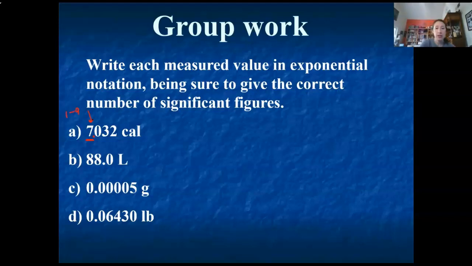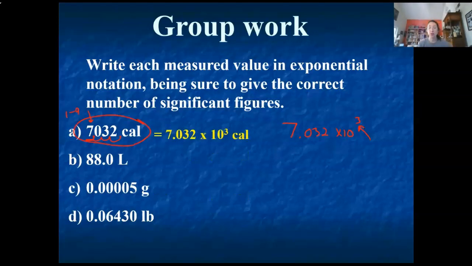Now, again, when we do this, 7, here was our decimal place, so we went 1, 2, 3. So it's 7.032 times 10 to the positive 3. And this is a positive 3 because this number is bigger than 1. If it was a negative 3, then it would be smaller than 1.